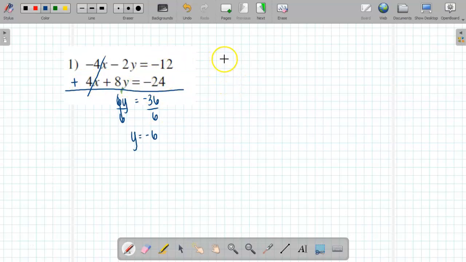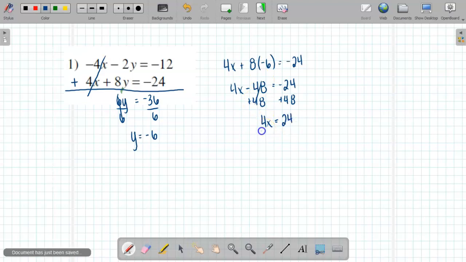I'm going to pick the second equation just because it has fewer negatives, but it really doesn't matter which one you pick. So I would say 4x plus 8, and instead of y, I'm going to put negative 6, equals negative 24. So 4x minus 48 equals negative 24. I'm going to add 48. Whenever I do that, I get 4x equals positive 24. And last, I will divide by 4. So x will equal 6. So my answer to this system of equations is 6, negative 6.